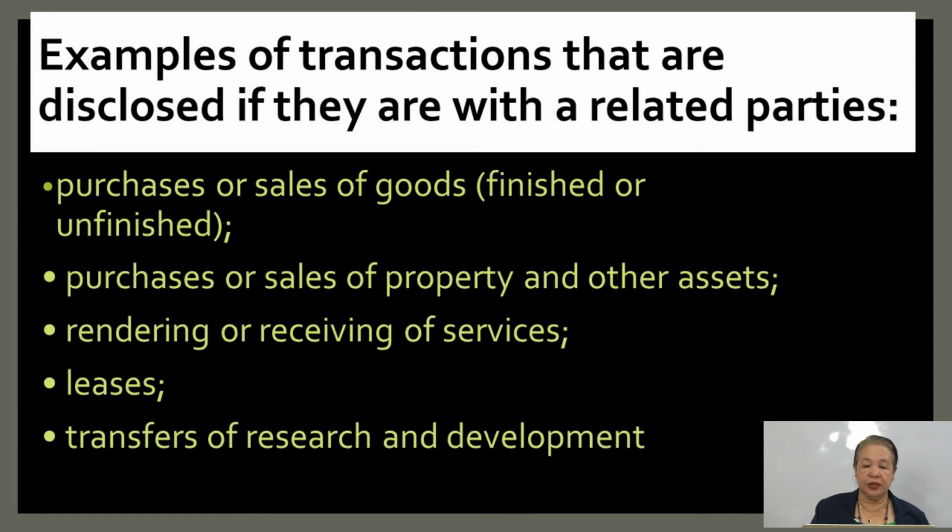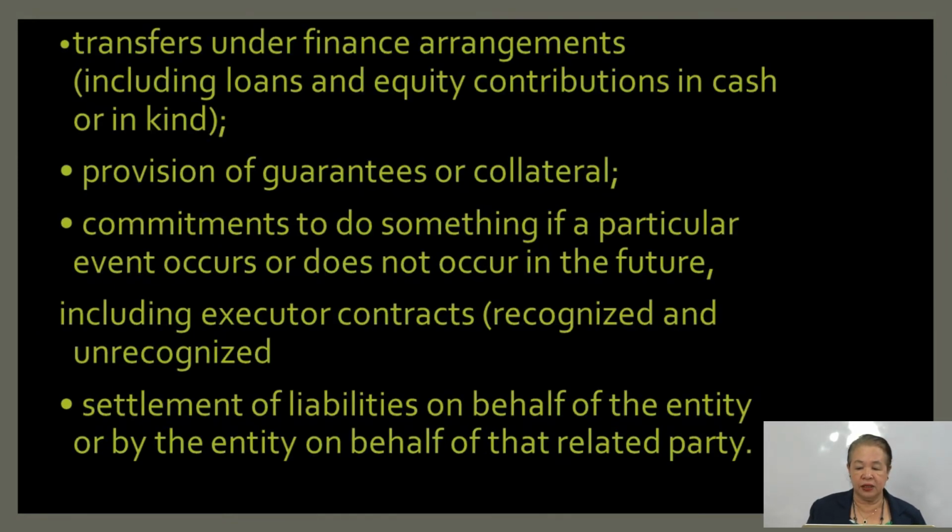Examples of transactions that are disclosed if they are with related parties: the purchases or sales of goods, finished or unfinished; the purchases or sales of property and other assets; the rendering or receiving of services; leases; transfers of research and development; transfers under finance arrangements, including loans and equity contributions in cash or in kind; provision of guarantees or collateral; commitments to do something if a particular event occurs or does not occur in the future, including executory contracts, recognized and unrecognized; and settlement of liabilities on behalf of the entity or by the entity on behalf of that related party.